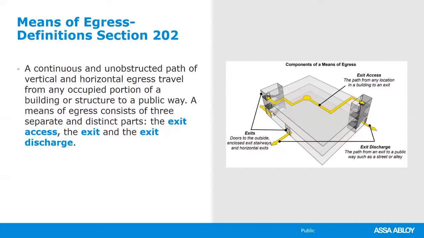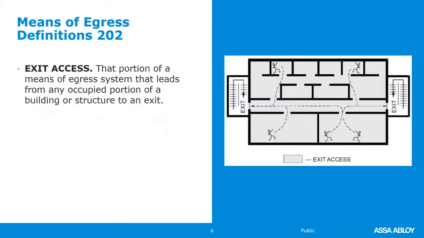and it consists of 3 separate distinct parts: the exit access, the exit, and the exit discharge. The exit access is that portion of a means of egress that leads from an occupied portion of the building to an exit. This area that's shaded in gray is exit access.